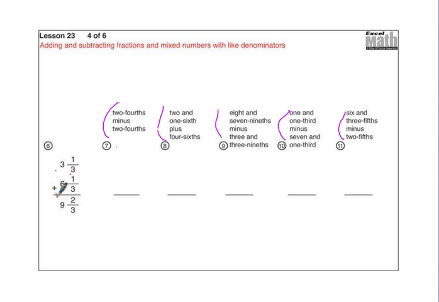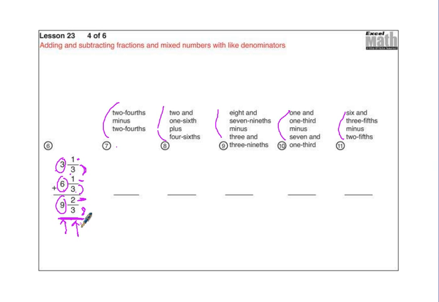It says 3 and 1/3 plus 6 and 1/3. We're adding the whole numbers. 3 plus 6 is 9, and then we have 1/3 and 1/3, which is equal to 2/3. Notice I just added the numerators together. 1 plus 1 is 2, and I keep the same denominator of 3. So the answer is a mixed number. Mixed number, remember, includes a whole number and a fraction, 9 and 2/3.